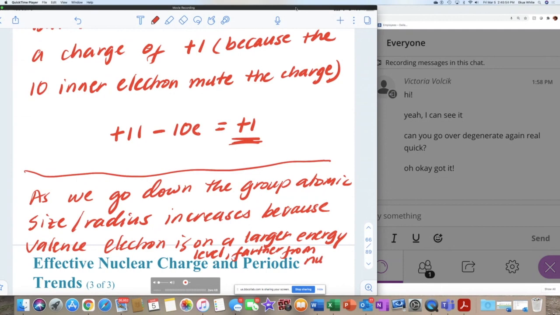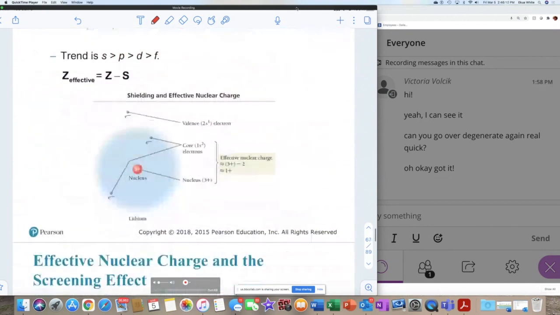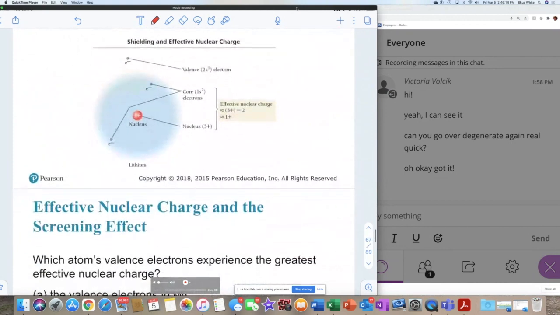So when it comes to garments, it's like saying that you're wearing a lot more garments, so you appear larger. As we go down the group, the atomic size increases because the valence electron is on a larger energy level farther from the nucleus. Okay, so this affects what we see later on.